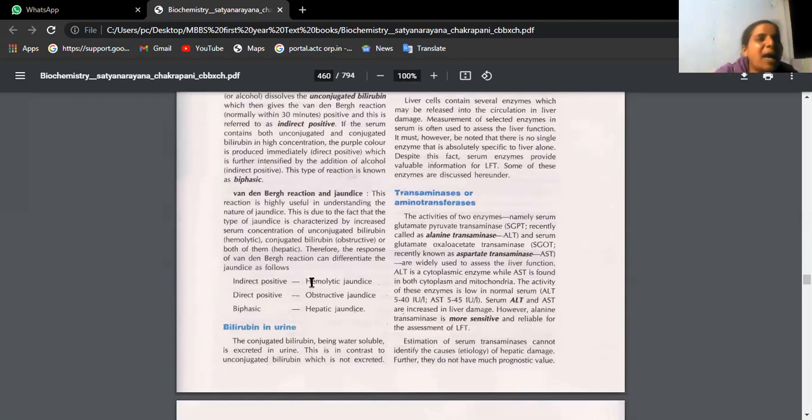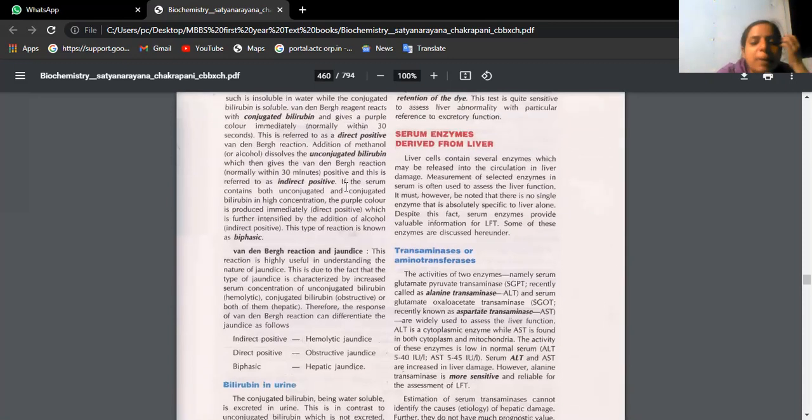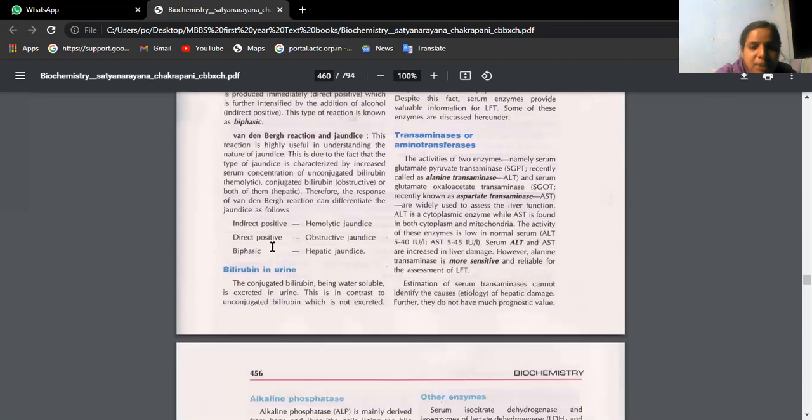That means we have unconjugated bilirubin, which is not reacting with Vandenberg's reagent. But if you add alcohol, then the unconjugated bilirubin will now dissolve in the Vandenberg's reagent to give the purple color. Okay, that is indirect positive. Only when you add alcohol does it become purple. Till that time, it is not becoming purple. That is indirect positive.